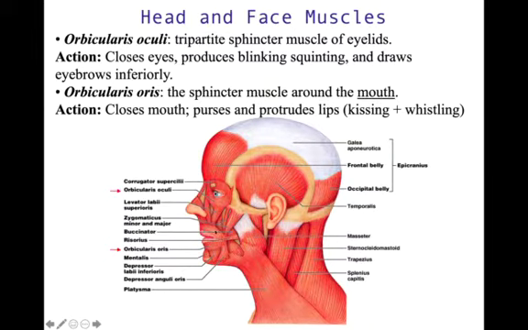When you blink or squint your eyes, that's the orbicularis oculi. And then you have a ring-shaped muscle that goes around your mouth. This one here is called the orbicularis oris muscle. So this one here purses your lips, right? Like when you kiss, for example, or when you whistle. This is what we call the orbicularis oris muscle.